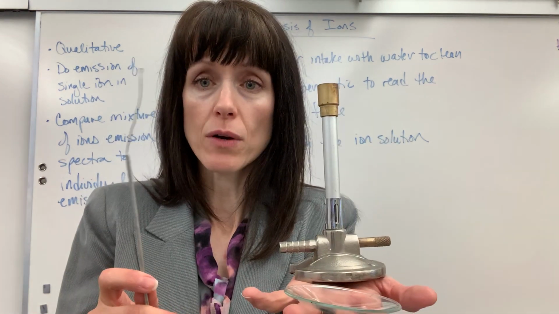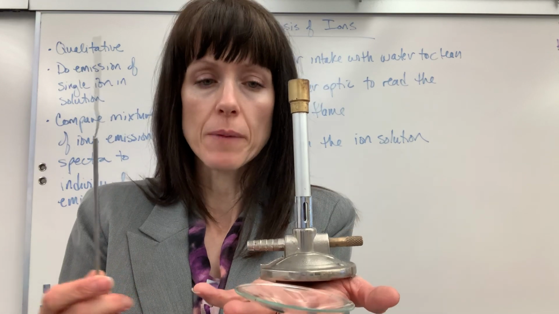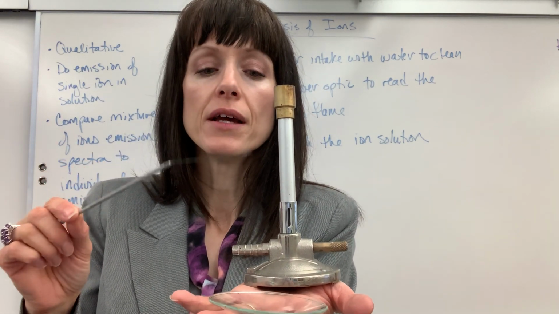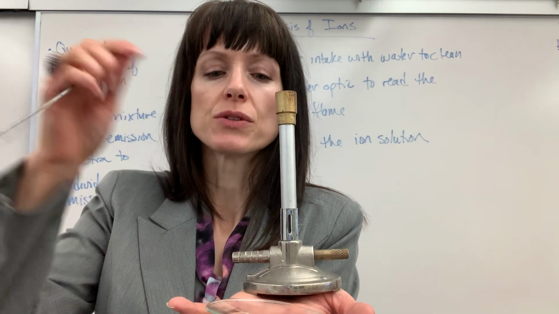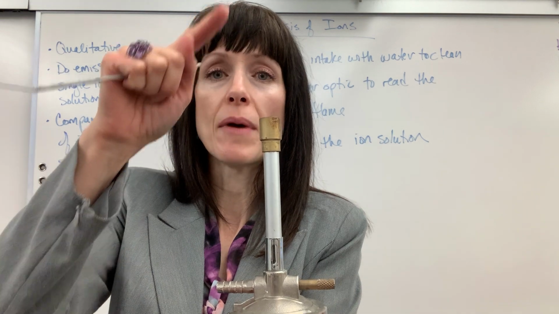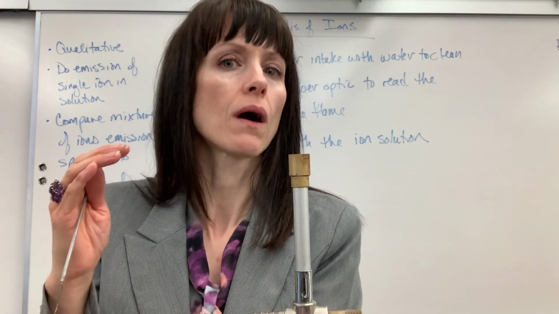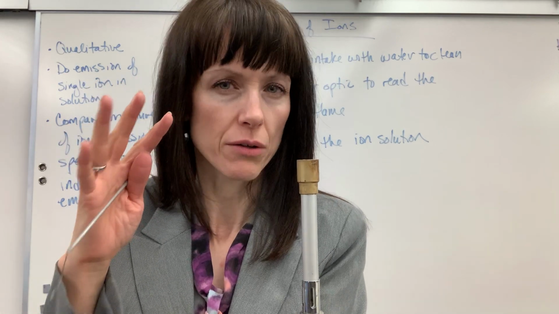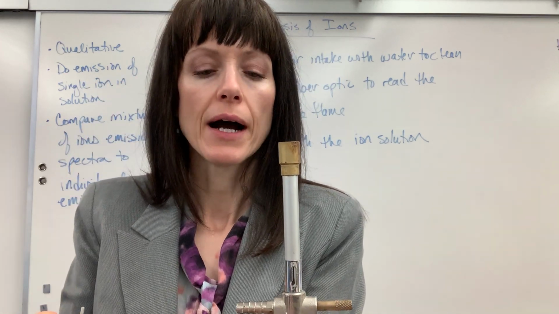Then I get my other nichrome wire that's been labeled for sodium, heat it up till it turns red hot. It doesn't take very long. And then you hit this. It's going to intake that sodium solution, and it's going to come out a brilliant yellow color, because sodium is like this yellow orangish color, a really, really bright yellow color.